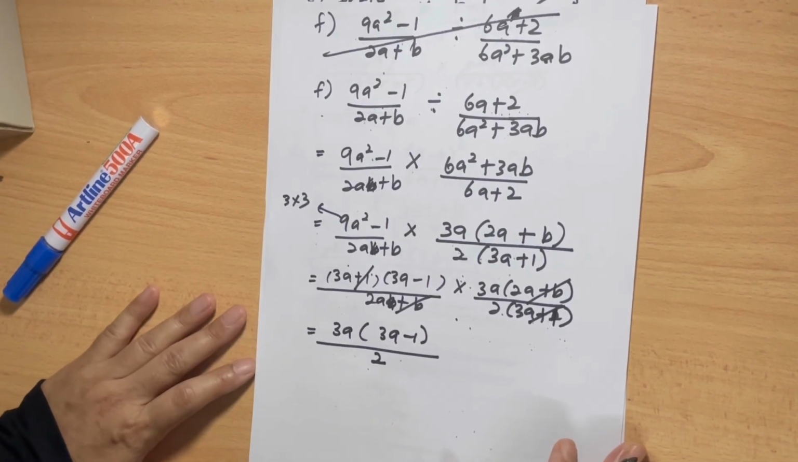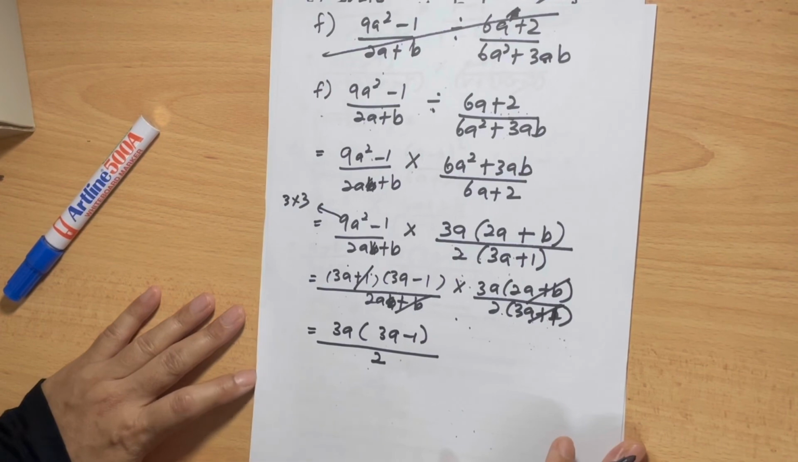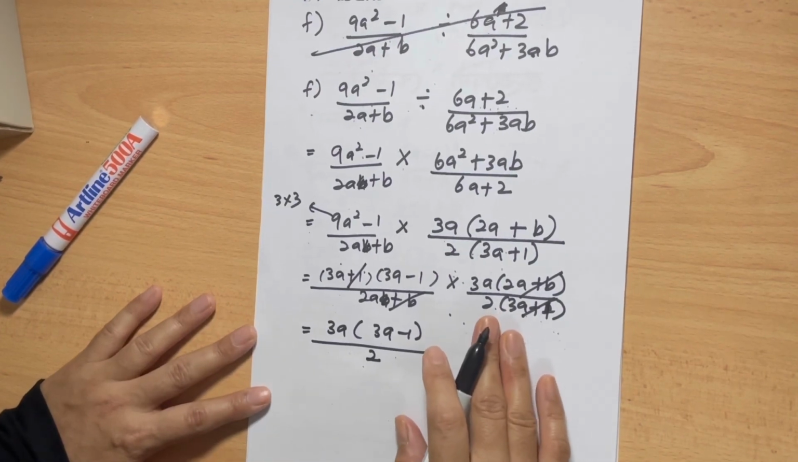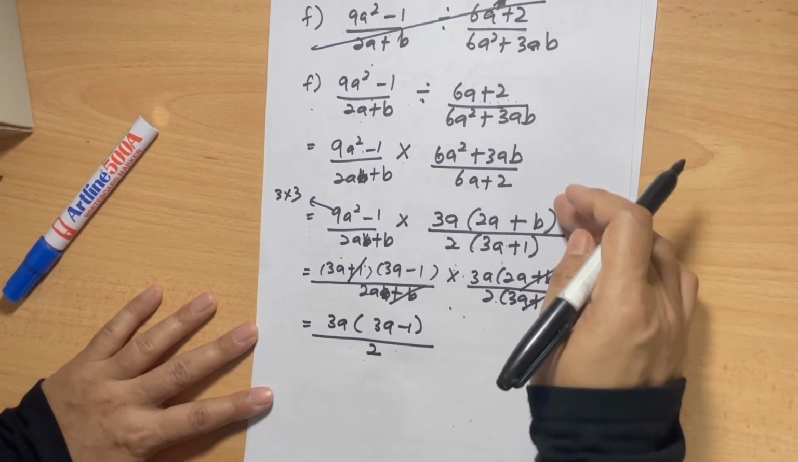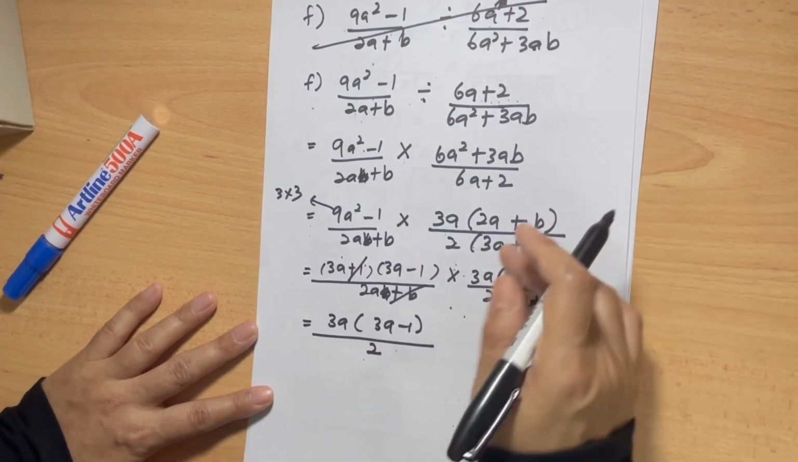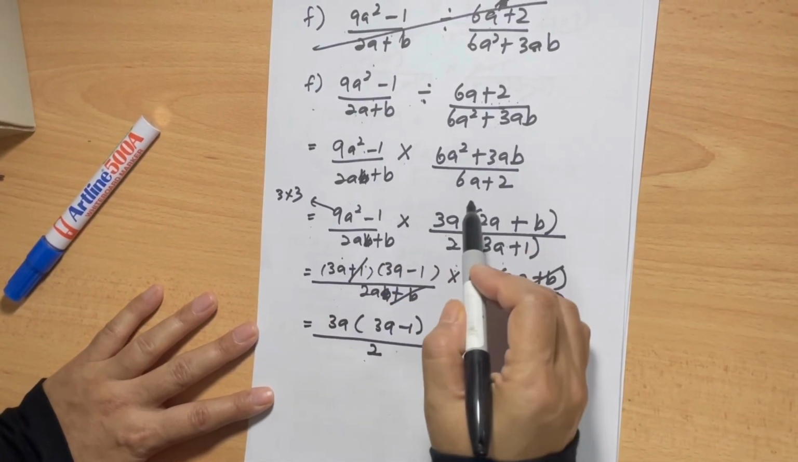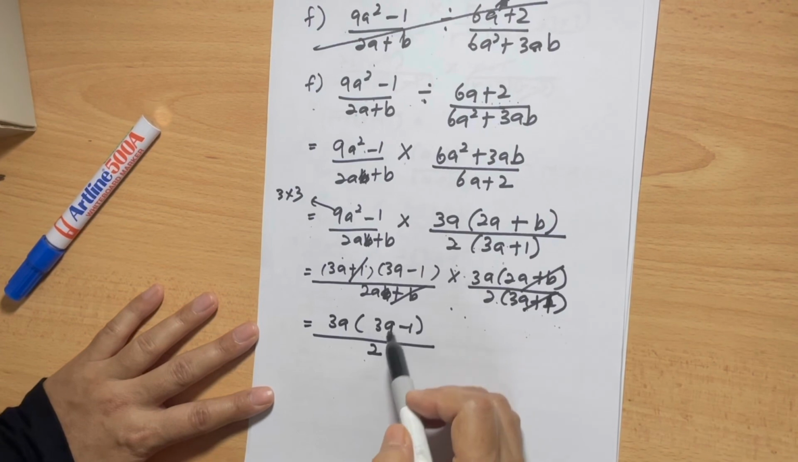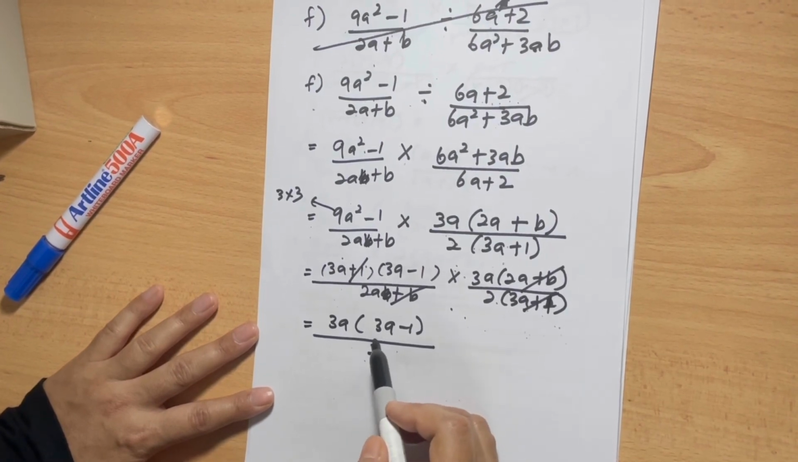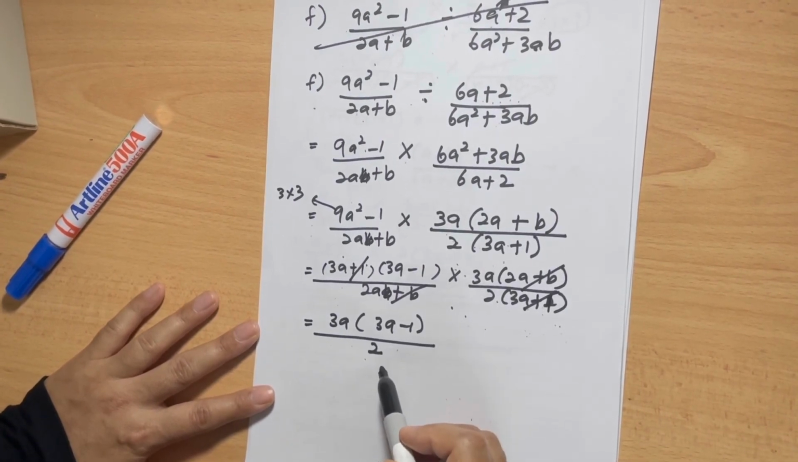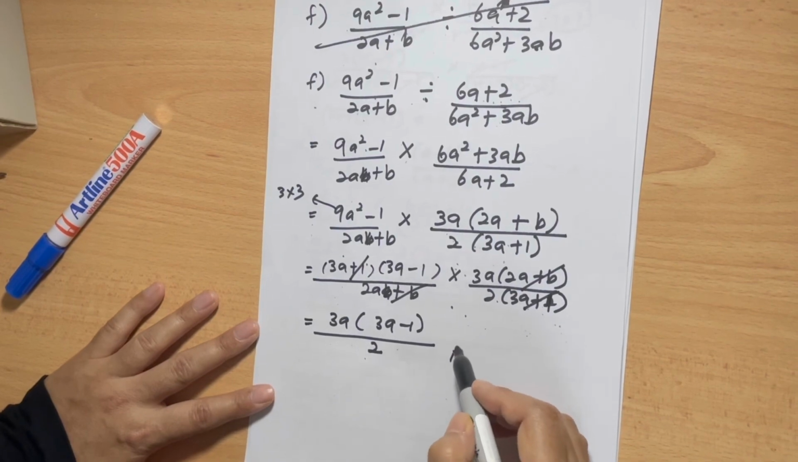So we look at the question again. We check again one by one so that we didn't leave anything here. This one I cancel here. And then last we have 3A minus 1 over 2. So this is the answer.